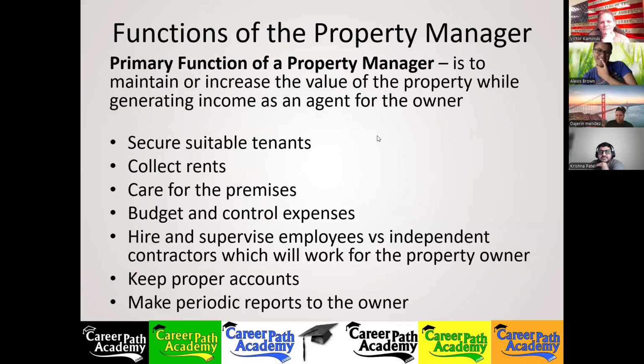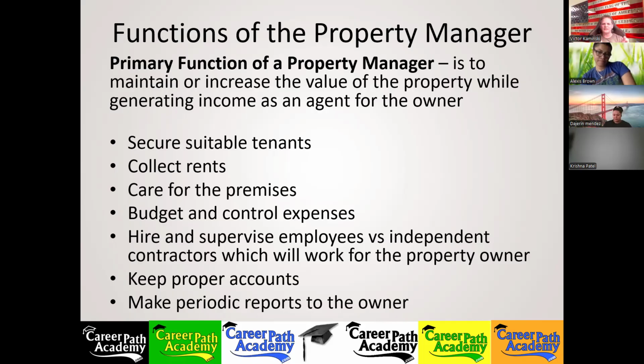Let's go back to the slide here. The primary function of a property manager is to maintain or increase the value of the property while generating income as an agent for the owner. A lot of times people tell me it's to get tenants and fill vacancies, to evict tenants, to clean up the property, do the snow removal, do the repairs. You're too close to it. You've got to back up a little bit and look at the overall picture. What is that primary objective? To maintain or increase the value of the property for the owner while generating income for them.